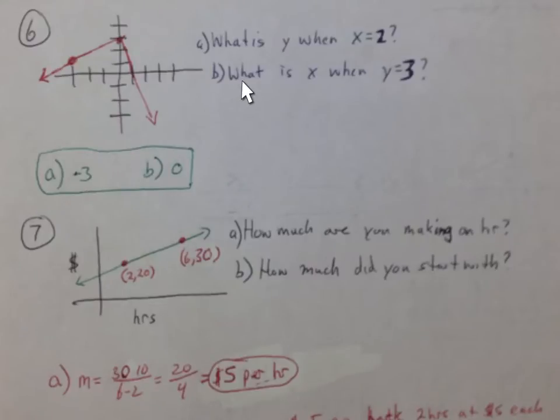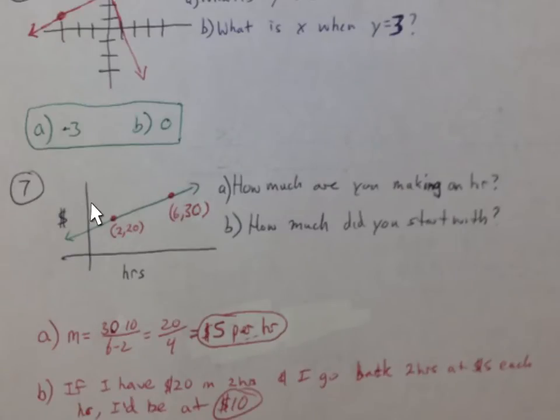But let's think about this. What is x when y is 3? So let's look up on my graph, let's go up to y is 3. What's my x value? Well, it's right there. So when y is 3, what's your x value? Well, y is 3 right there, which is my x value of 0. So just be careful. When y is 3, we're looking for the x. When we're saying when x is 2, we want to know what the y value is. And you just kind of look at the graph to figure it out.